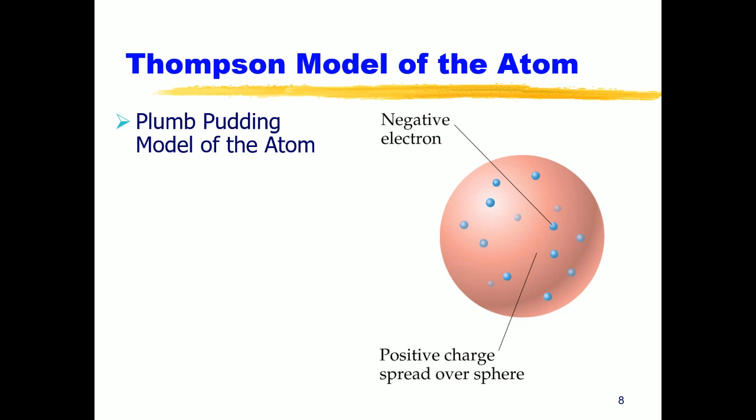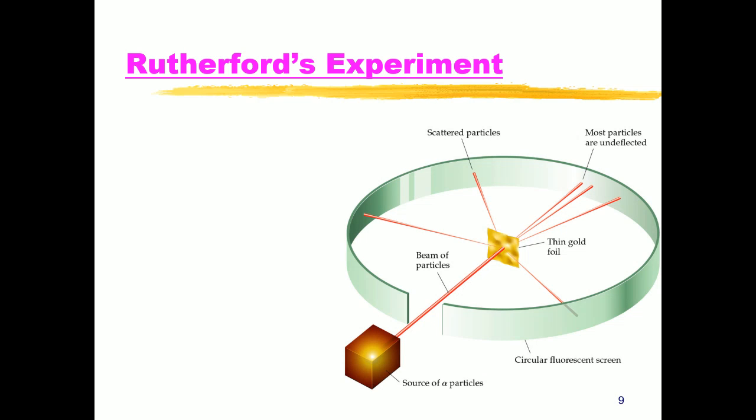All right, so here we have the so-called plum pudding model. This was one of the earliest models used for the atom, back before the gold foil experiment was conducted. People thought that this was how the atom was put together. We now know that's not the case.